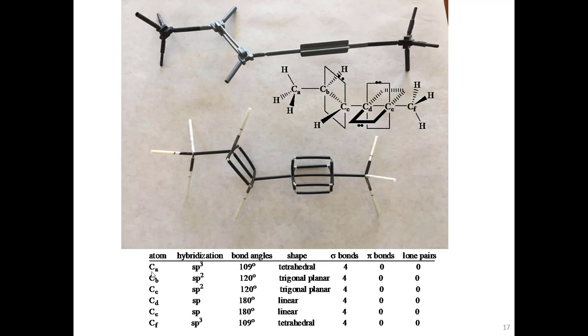If we put in the hybridizations, the bond angles, the shapes, and so forth. I see I made a little mistake here. I didn't put in the pi bonds and the lone pairs. There are no lone pairs, so that's okay. But the trigonal planar guys should be 3 sigma bonds and 1 pi bond, 3 sigma bonds and 1 pi bond. Linear should be 2 sigma bonds and 2 pi bonds. And tetrahedrals are 4 sigma bonds. So that's a mistake.